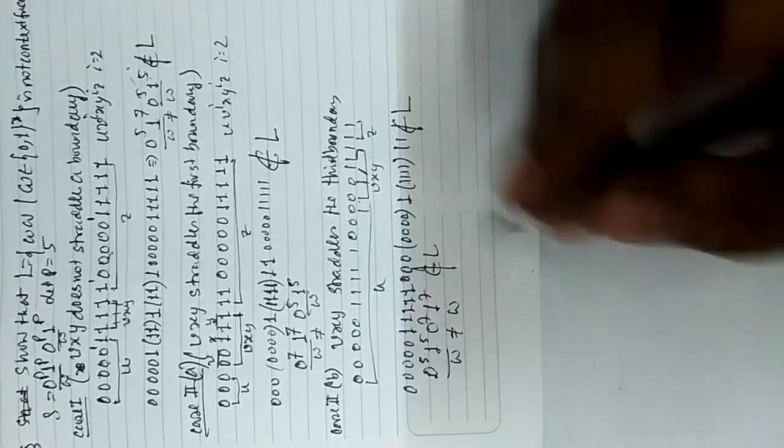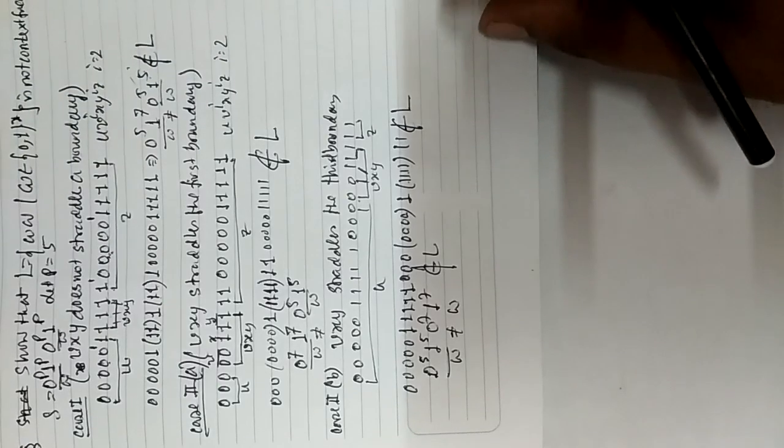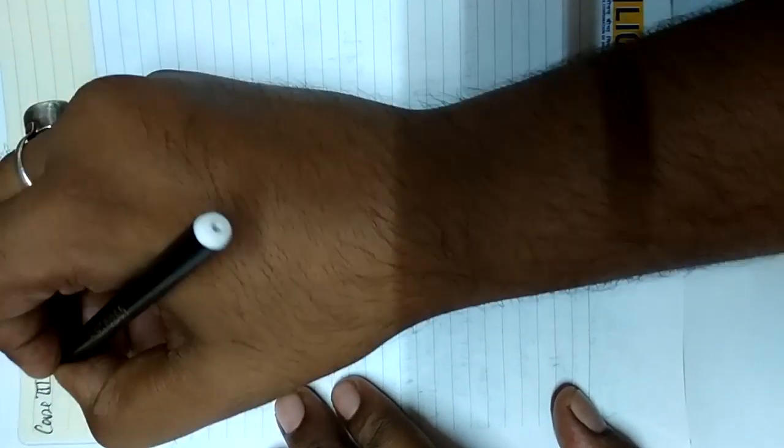Okay, so another case is there, that is case 3. Okay, so let us go for the case, and this is the final case. So let us go for case 3. So for case 3, that is Vxy straddles the midpoint.